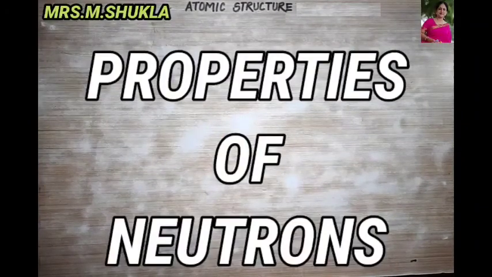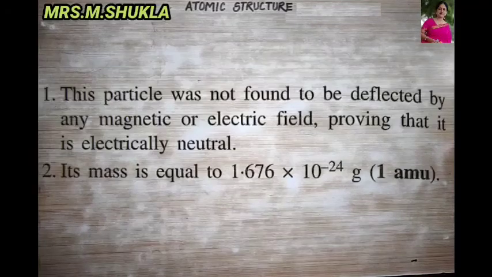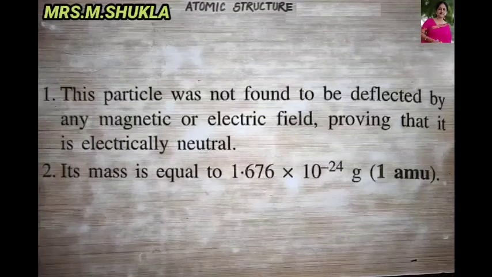Let us talk about the properties. This particle was not found to be deflected by any magnetic or electric field, proving that it was electrically neutral, and its mass was equal to 1.676 into 10 to the minus 24 grams, that is 1 AMU, somewhat equivalent to the mass of the proton.